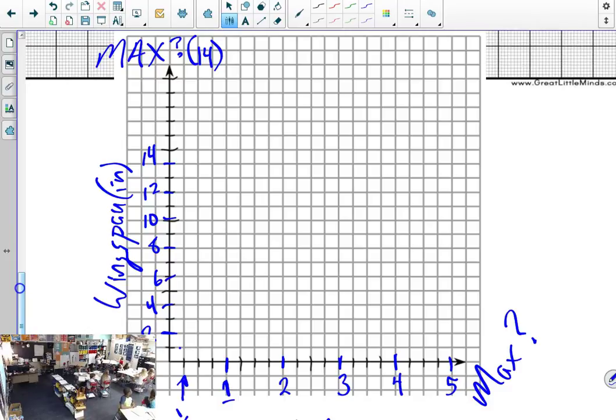So, do we have our points plotted? Did we get all 5 points on there?